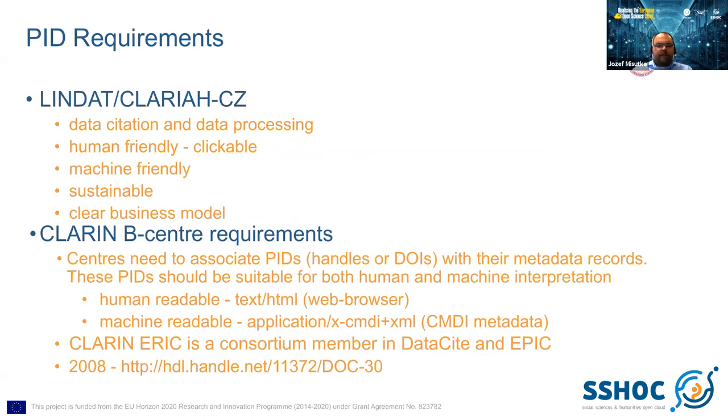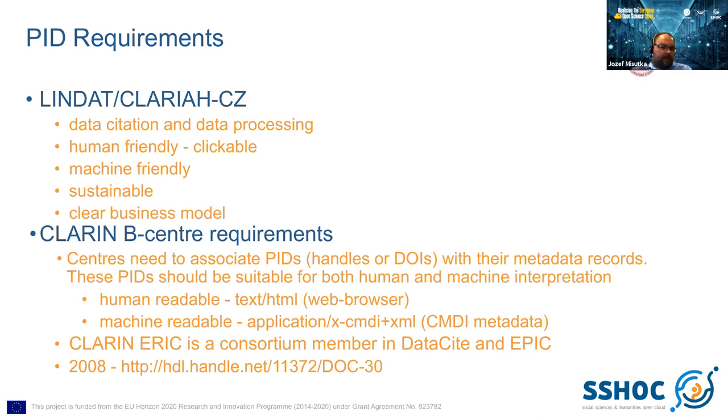But let us get back to the project and Clariah-CZ and the requirements we had on the PID system. So we wanted to use PIDs, that's clear, but we also wanted to use it for both data citing and data processing management. It has to be human friendly. Simply speaking, if you click on it, it should get you somewhere. It has to be also machine friendly, which means that the underlying data should be accessible via the persistent identifier, and if possible only by the persistent identifier without additional extra information that cannot be obtained via the PID.